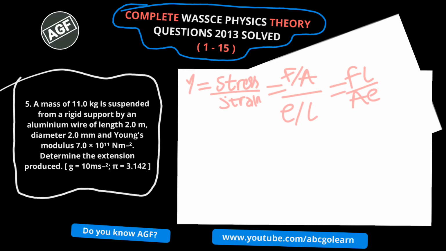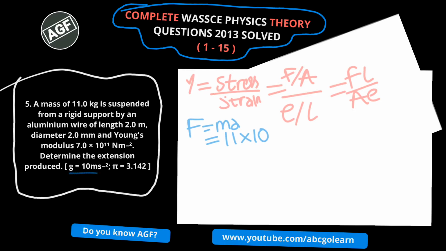But before then, we must know how to get those things we actually need. So what is the force there? We are given the mass, and you know force equals M times A, that's mass times acceleration. This A here will be acceleration due to gravity. So we can write our M to be 11 times g, and we are given g to be 10. If you check this question, this is it.